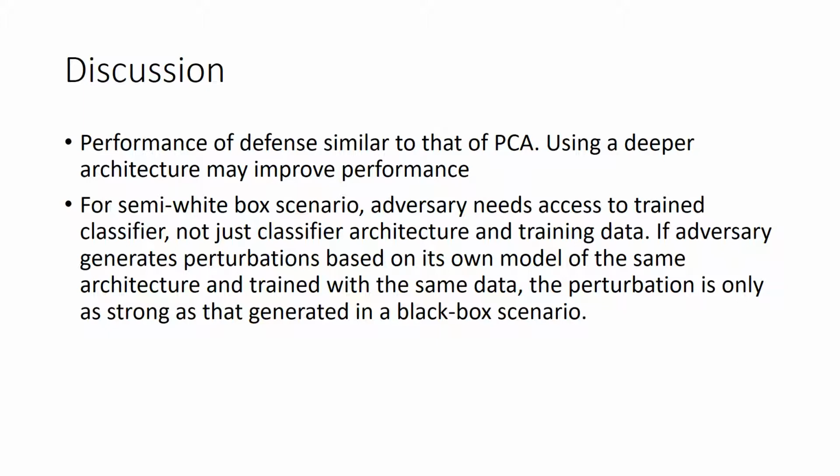Something else that I noticed is that for the adversary to generate perturbations in the semi-white box scenario, it is very important for the adversary to have access to the trained classifier and not just know the classifier architecture. If the adversary trains its own classifier with the same architecture and generates perturbations based on that, the perturbations are not as strong. In fact, the perturbations are similar in strength to those in the black box scenario, where the adversary uses a completely different architecture to generate perturbations.